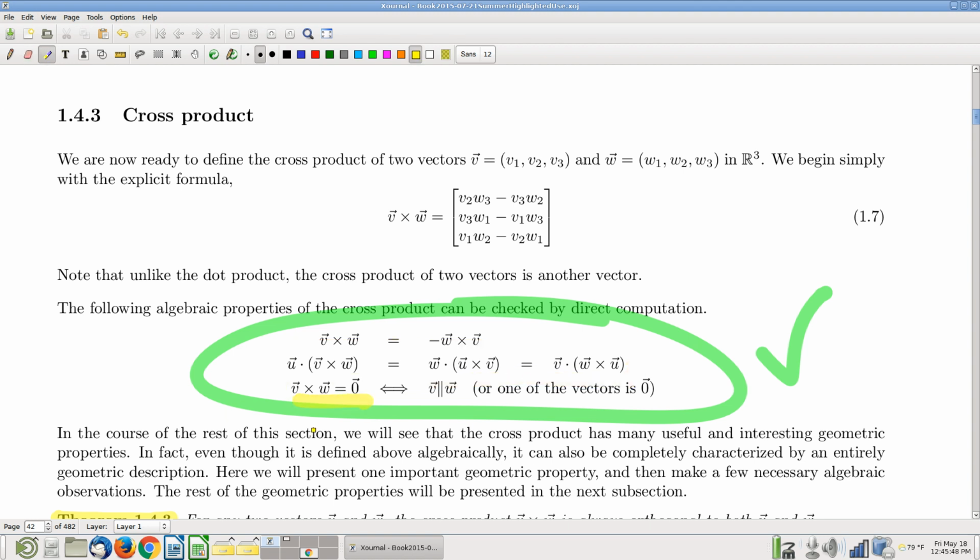If the cross product is the 0 vector, then it means either the vectors are parallel or one of the vectors is the 0 vector. In general, it means that one of the vectors is a scalar multiple of the other vector.